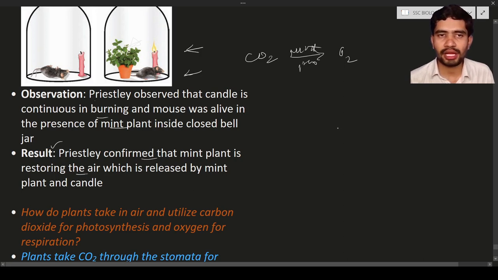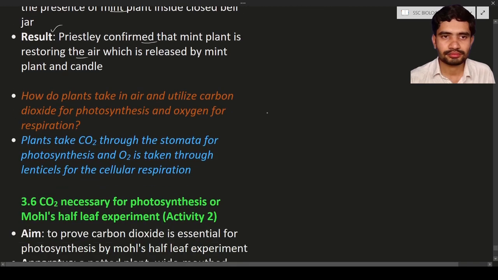So the result is, Priestley confirmed that the mint plant is restoring the air which is damaged by the mouse and also the candle. Whatever carbon dioxide is released by these two is taken by the mint plant, and in return, with the help of photosynthesis, it is restoring the oxygen in the bell jar. Okay, so this is about the Priestley experiment.